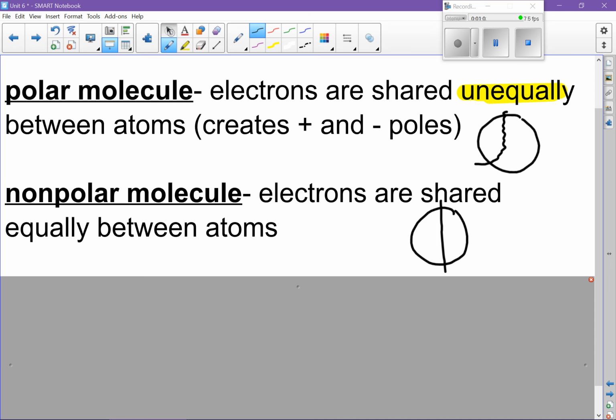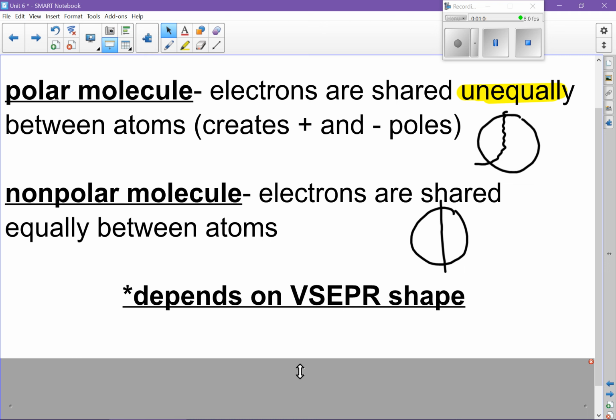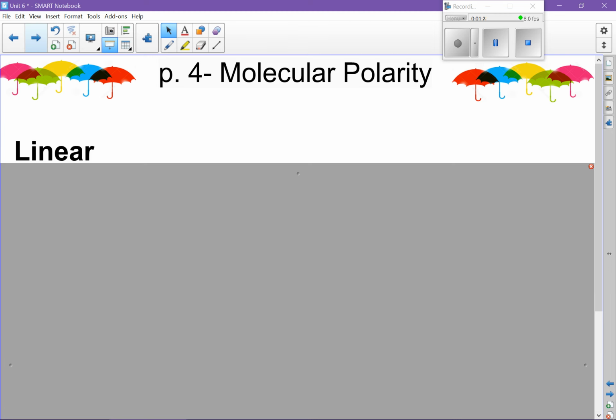The way that you're going to figure out whether something is polar or nonpolar is it all depends on those VSEPR shapes. So remember linear, tetrahedral, trigonal planar, trigonal pyramidal, and bent. The reason that it's so important that you know those is because that's how you're going to figure out polar or nonpolar. So if you can't figure out those shapes, you need to stop right now and go back to that video. Okay? Once we know our shapes, that's how we're going to figure this out.